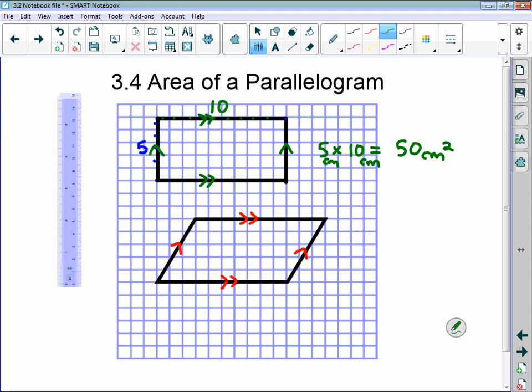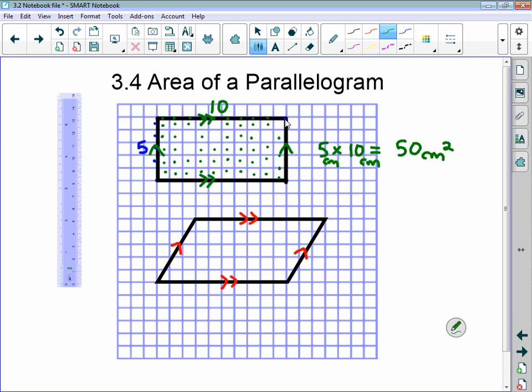And we could count that here on our grid paper. We could count out 1, 2, 3, and so on, up to 50. And there are 50 squares in our rectangle. So we can actually have a visual here of what those 50 square centimeters look like. We have 50 little squares inside that box.